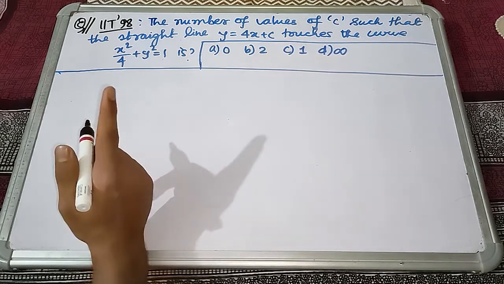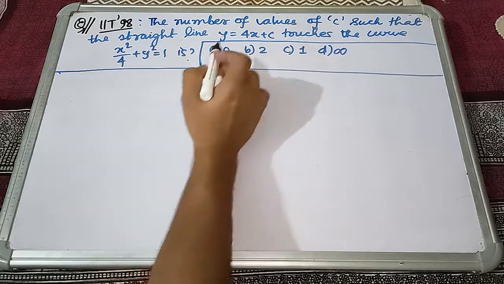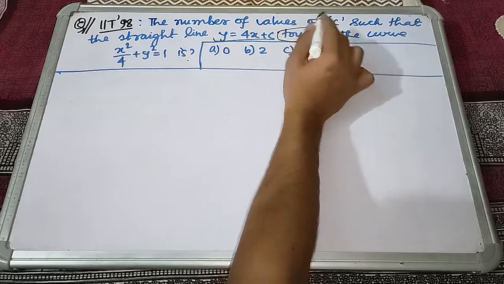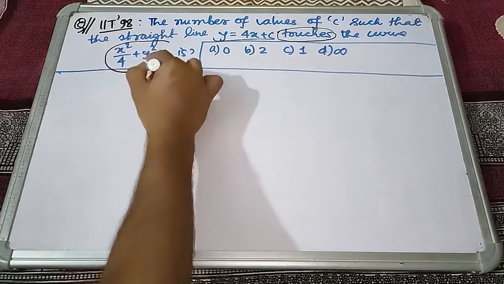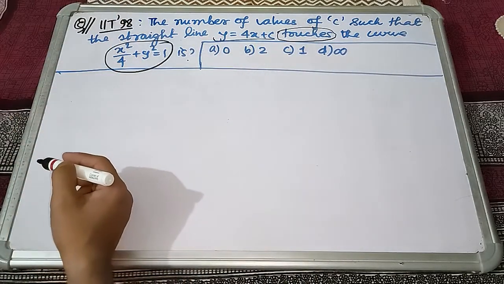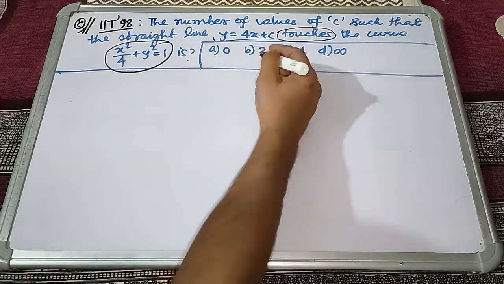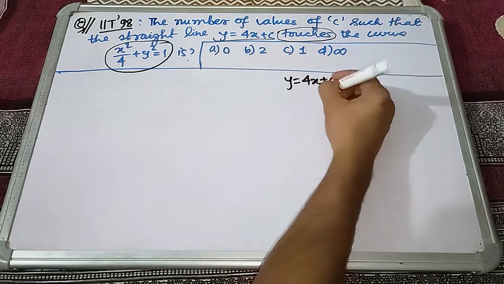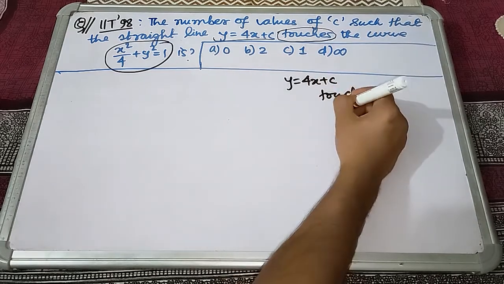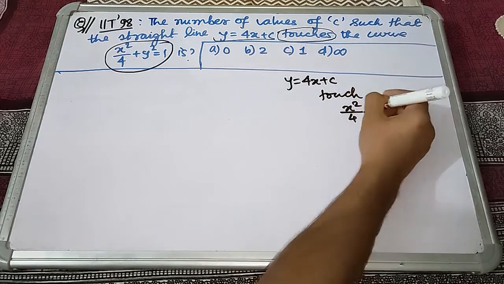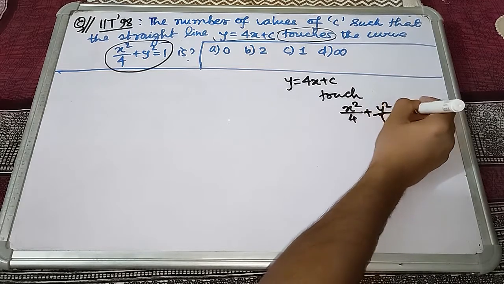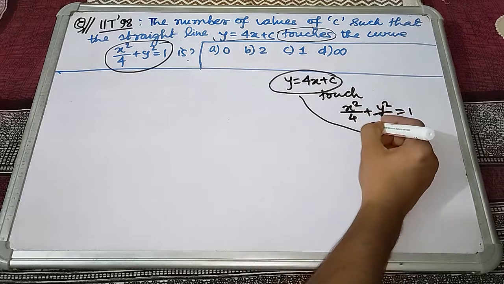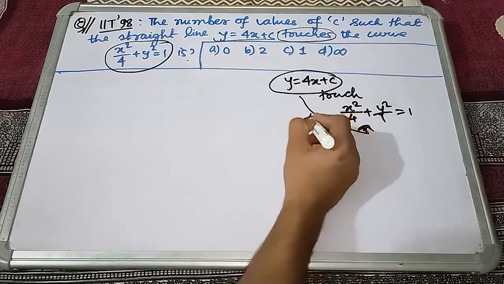The question says: the number of values of c such that the straight line y equals 4x plus c touches, this is the key word, touches the curve x square by 4 plus y square equals 1 is. So this line y equals 4x plus c should touch x square by 4 plus y square by 1 equals 1. Thus this line is actually a tangent to this curve.